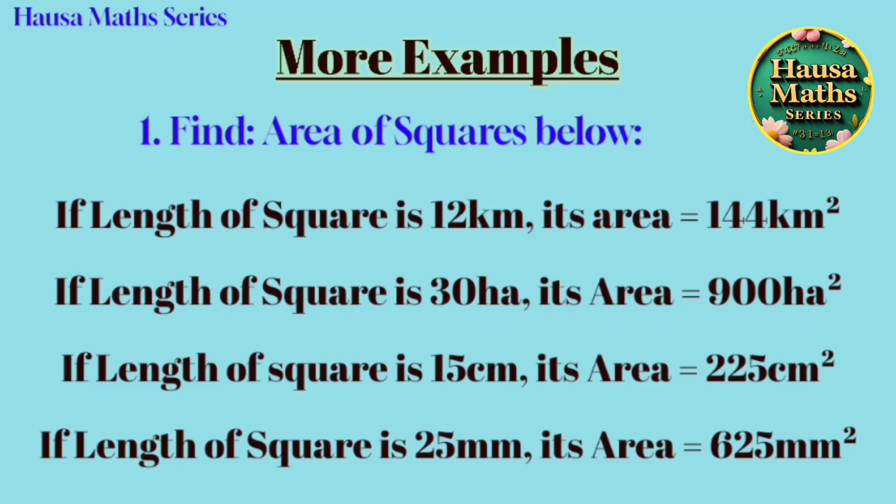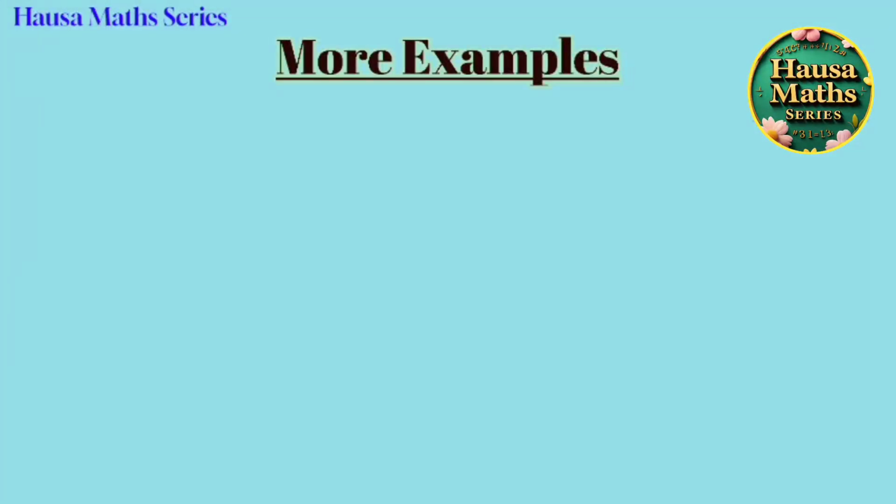More examples. If length of square is 12 kilometer, its area is 144 kilometers squared. Also, if length of square is 30 hectare, its area is going to be 900 hectares squared, because we are going to multiply the same. If length of square is 15 centimeter, its area is going to be 225 centimeters squared. If length of square is 25 millimeters, its area is 625 millimeters squared. So always the unit of area is squared. You need to take note of this.